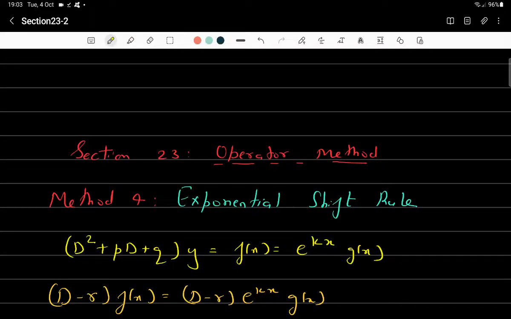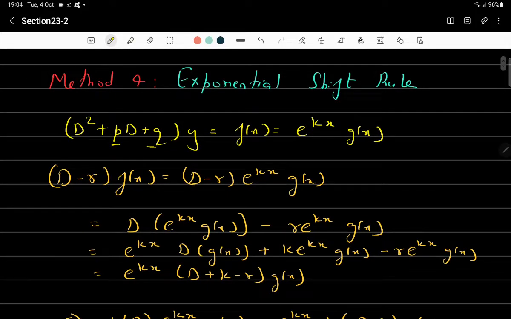Good evening everyone. Recall that in the last class we were discussing the operator method. In the operator method we discussed three methods. The operator method is mainly for computing the particular solution when P and Q are constant. So here we have to take P and Q as constant, and there were some conditions on f of x.